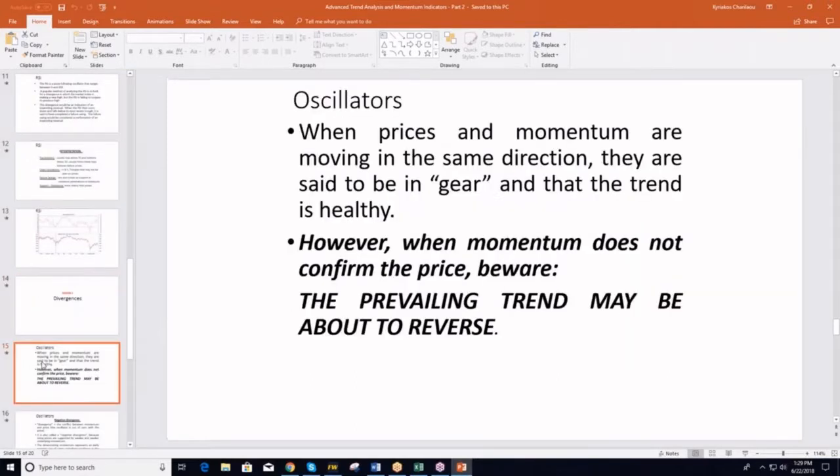Divergences now. When prices and momentum are moving in the same direction, they are said to be in gear, in other words, to converge, and the trend is healthy. However, when momentum does not confirm the price, be aware, the prevailing trend may be about to reverse. Remember that the warning signals are there, but unless they are confirmed by the price, we don't touch them, guys.